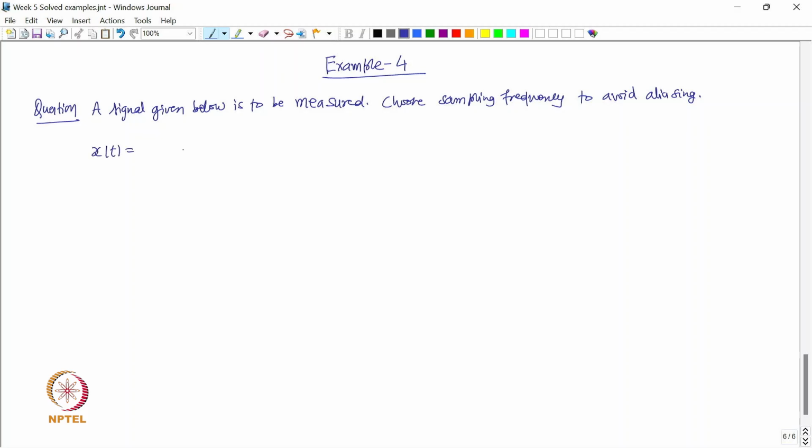So, let me write the signal now. x of t is equal to, say, 1 sine 2 pi 12 t plus 10 cos 2 pi 100 t plus unknown frequency components. So, let us solve this problem now.